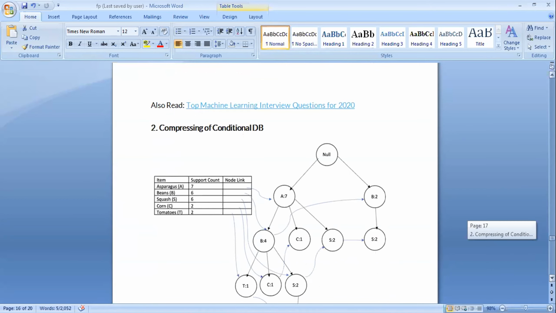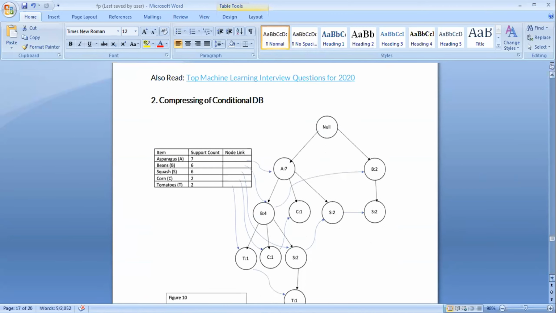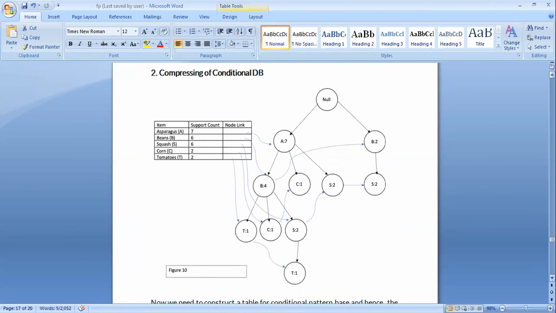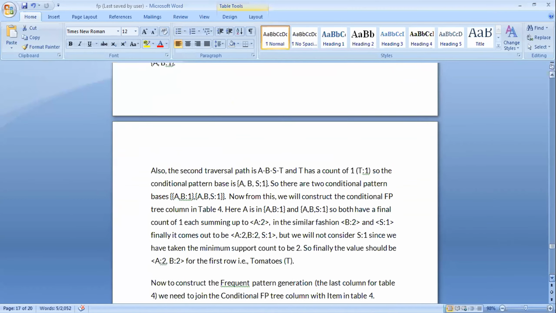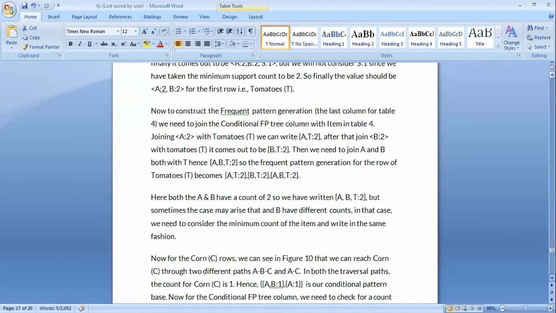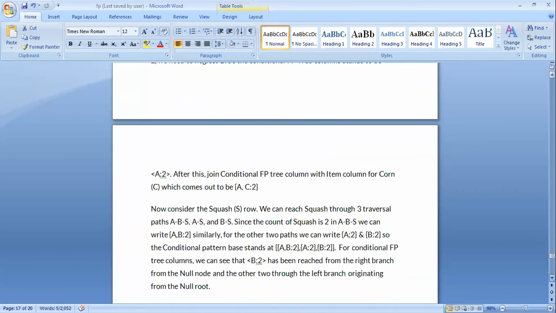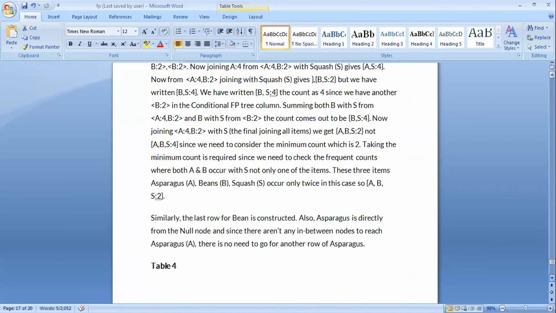So this is the compressed conditional database. Asparagus 7 times, beans 6, squash 6 times, corn 2 times, tomatoes 2 times. So finally, what are the node links? You have already seen in the last class how the node links are represented. So finally, you can get this FP tree once the node links are implemented.